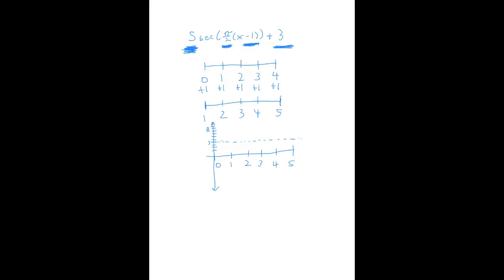From 3, 1, 2, 3, 4, 5. Wait, I can't count. 1, 2, 3, 4, 5. Oh, I see the mistake I made. I wrote the wrong number of ticks right there.